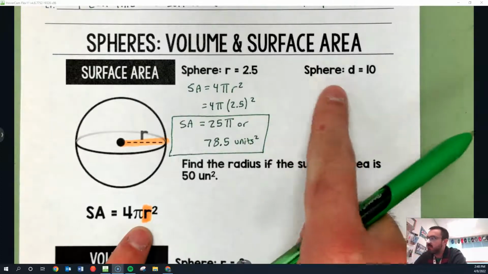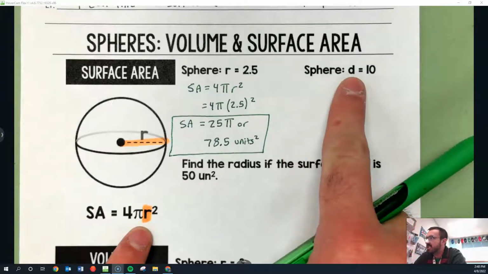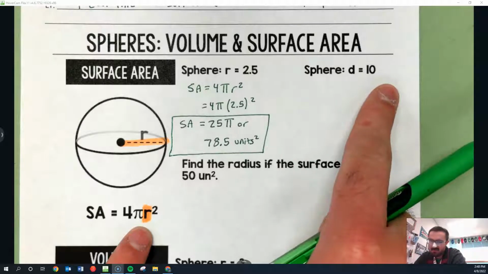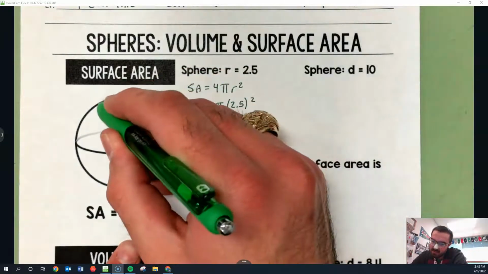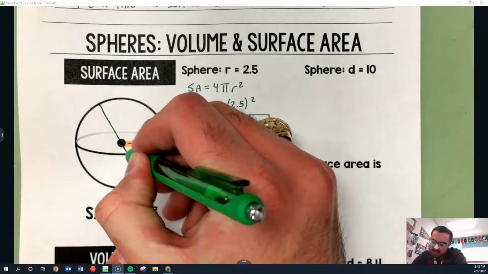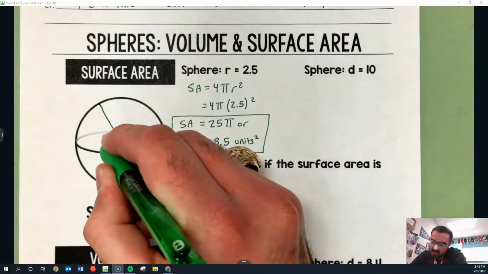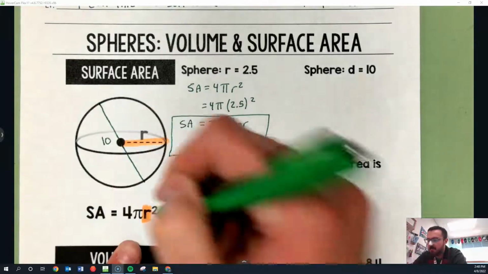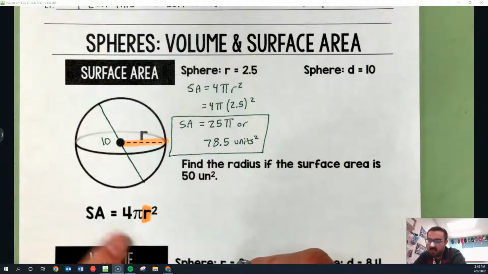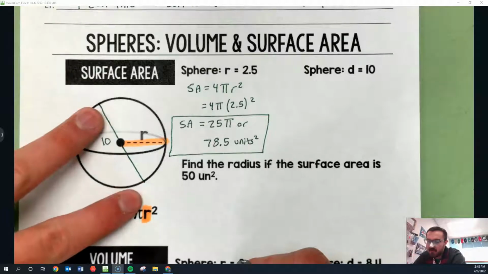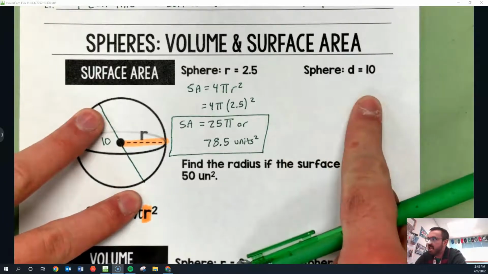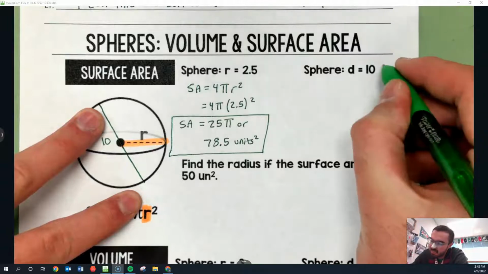Okay, so in this second one, it's telling us that the diameter is 10. Now, that's not the radius. So let's remind ourselves of what the diameter would mean. The diameter would be a line like this. So like, for example, this whole line would be 10. Okay, that is not the radius. The radius is always half of the diameter. So if the diameter in this picture is 10, the radius is going to be half of 10.